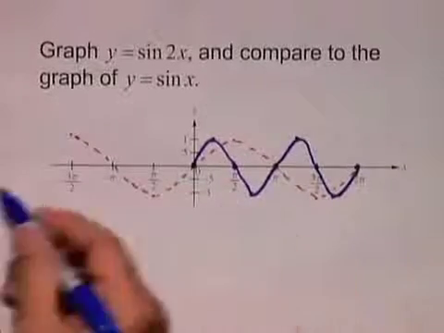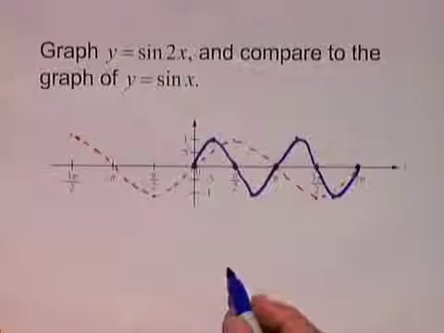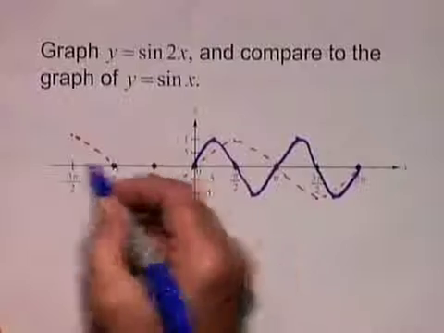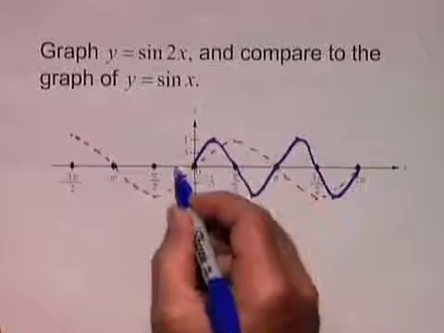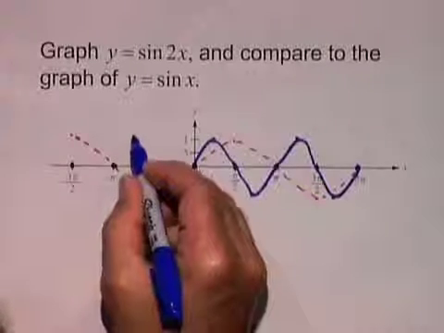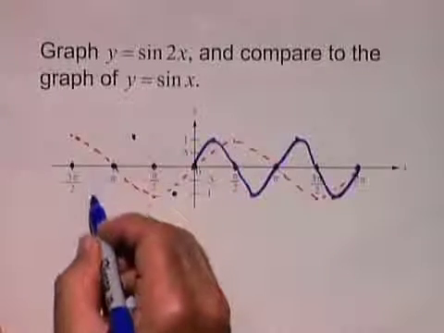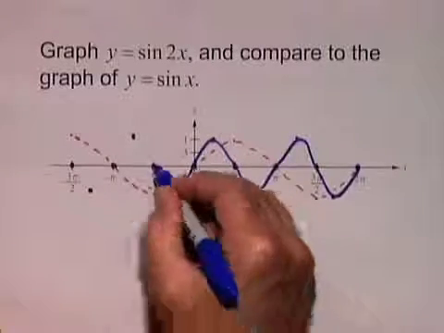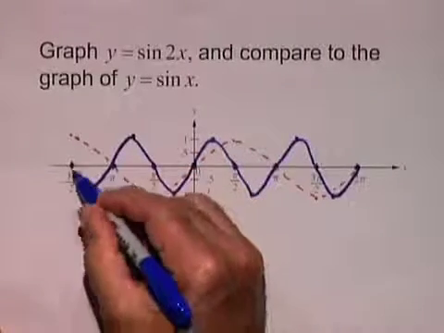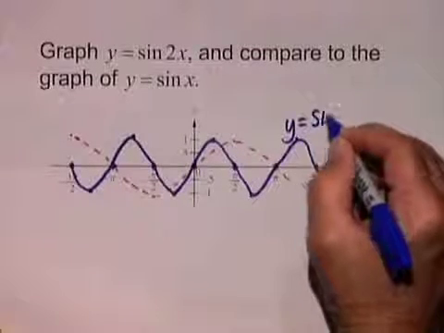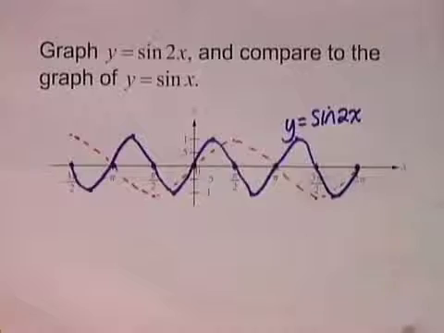And now let's work out into the negative region. What we know is it'll go through 0 here, here, and here. Halfway, it'll be down to negative 1. Halfway between here up to positive 1, and halfway down to negative 1. So we'll continue the graph as such. And that's the graph of y equals sine 2x.